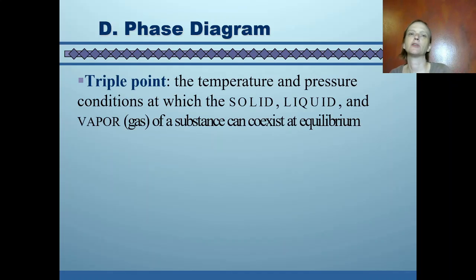In the phase diagram, we also have that triple point that I mentioned. It's the temperature and pressure conditions at which the solid, the liquid, and the vapor of a substance can all coexist together at equilibrium.